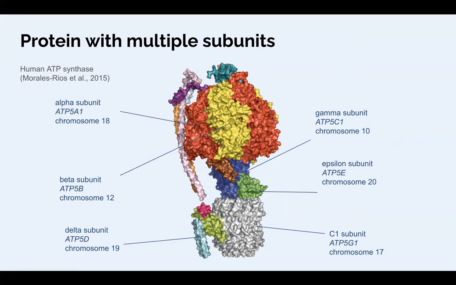This is a human version. And so within a human, we've got examples of chromosome 18, chromosome 12, chromosome 19, 10, 20, 17. These are pieces of genetic information coming from all over the genome and getting assembled on the back end into a functional protein. So just kind of amazing sometimes what it takes to put together one of these big functional proteins.